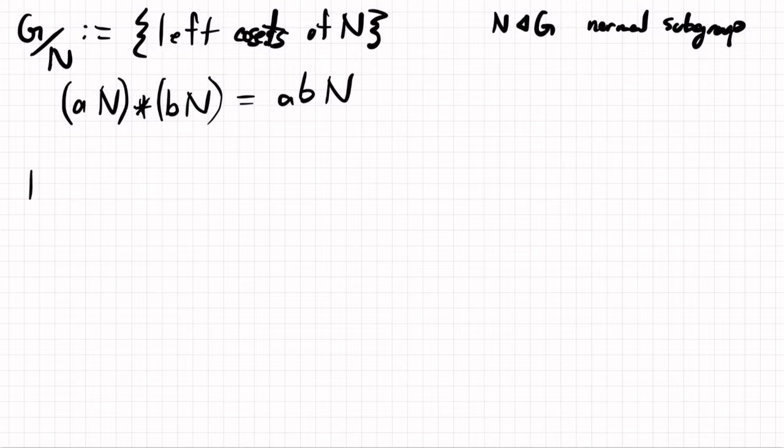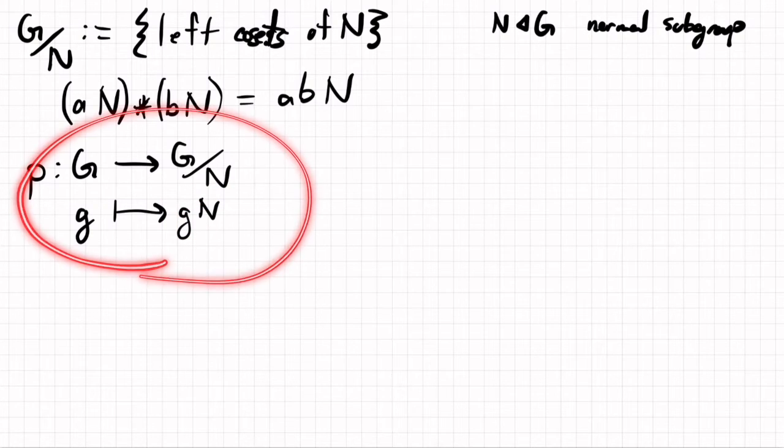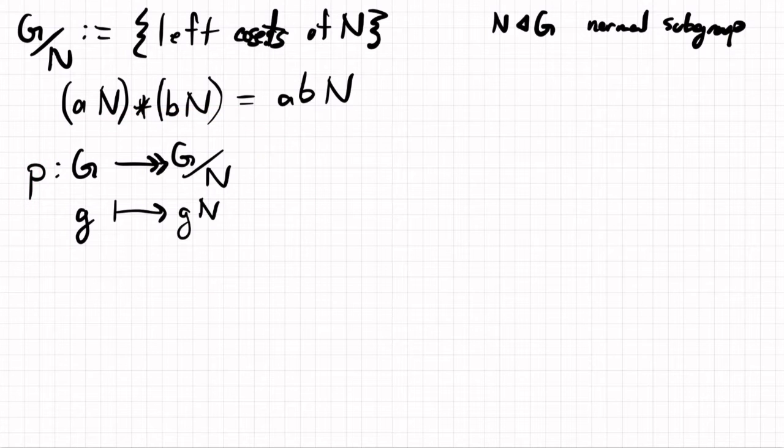So we already know we have the projection map, G to G mod N, which takes any element g to its left coset, gN, right? And because the cosets form a partition, this is going to be surjective. So this is a surjective map.